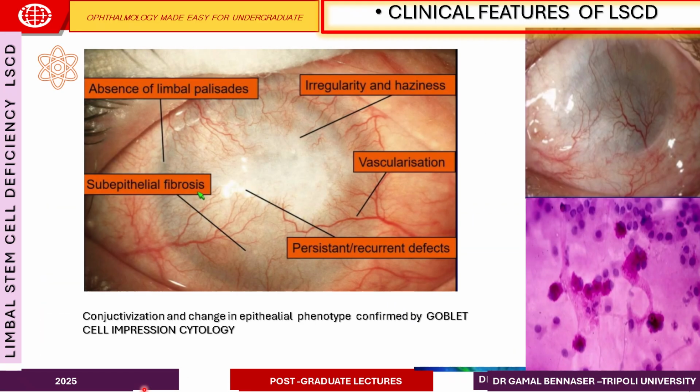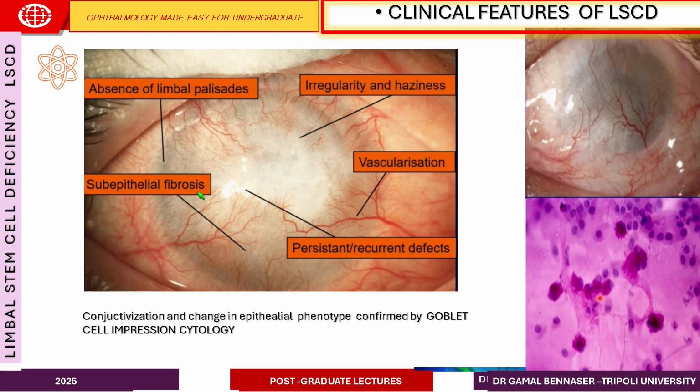So this is another picture. You can see extensive opacity and persistent epithelial defect with vascularization and subepithelial fibrosis, extensive neovascularization. So you can see that this is severe limbal stem cell deficiency.